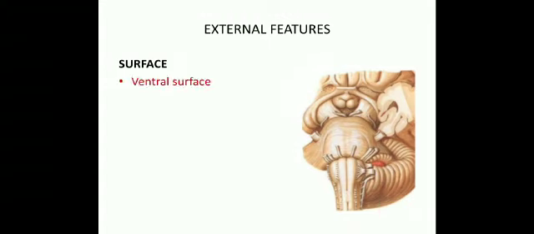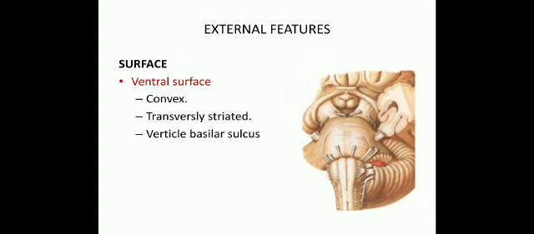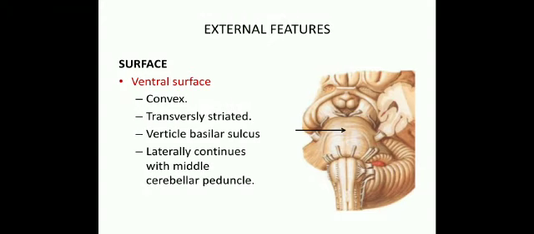So, surfaces, it is having the ventral surface which is convex and transversely striated. There is a vertical basilar sulcus present in the median plane. The basilar artery is situated in this sulcus. Laterally it is continuous with the middle cerebellar peduncle.